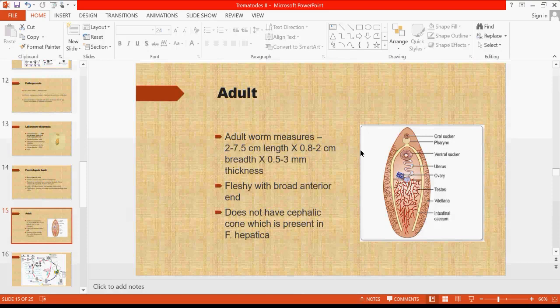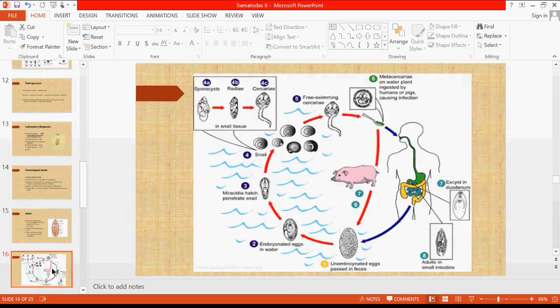It has two suckers, again the same, the oral one and the ventral one, which is the acetabulum, and they are also hermaphrodite, having testes and ovaries, that is, both male and female reproductive organs in the same anatomy.